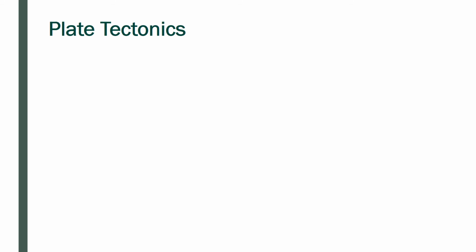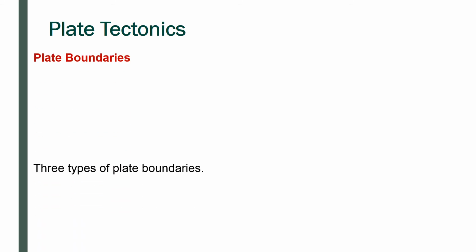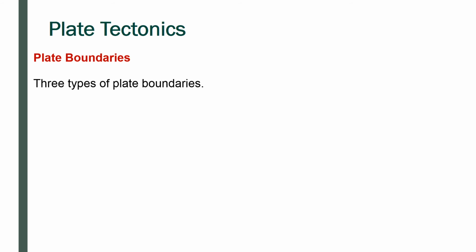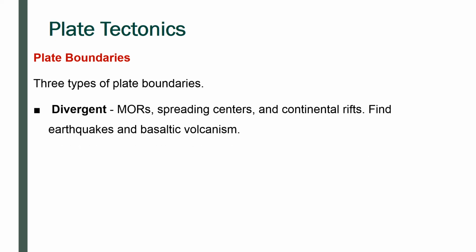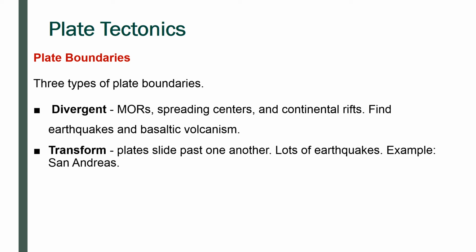Now we come to the types of plate boundaries. We have three types. The first type is called divergent, which means plates travel away from each other. Usually you find that at mid-oceanic ridges, spreading centers and continental rifts. We can find earthquakes and basaltic volcanism in these areas. The second type is called transform plate boundary, where plates slide past one another, and we find a lot of earthquakes. An example is the San Andreas Fault in California, United States.